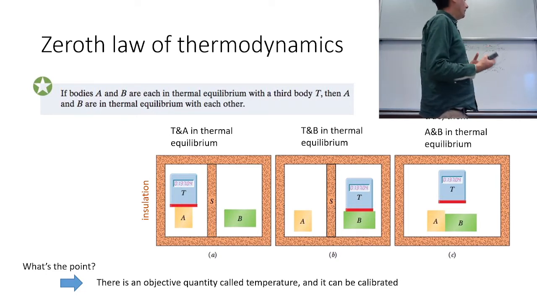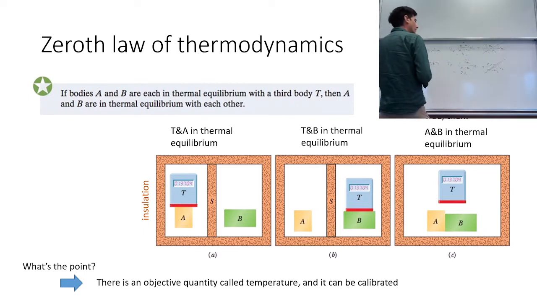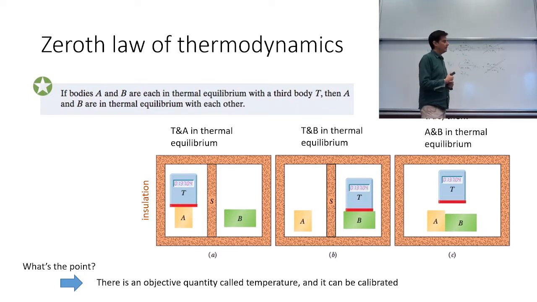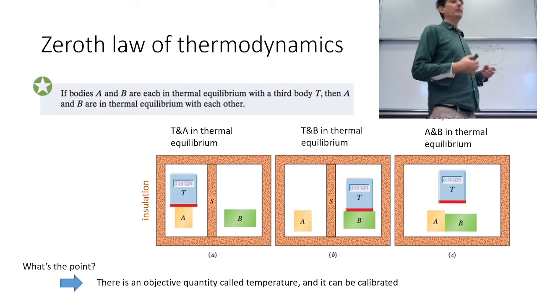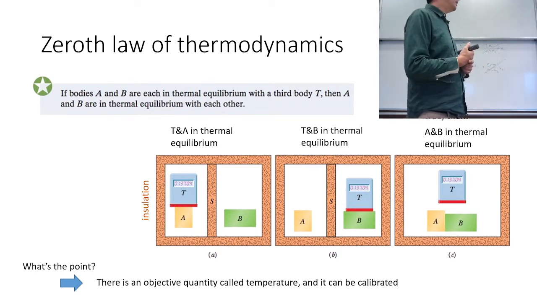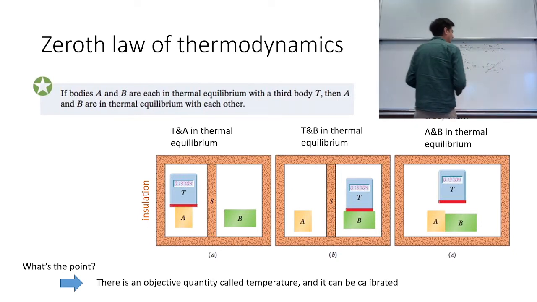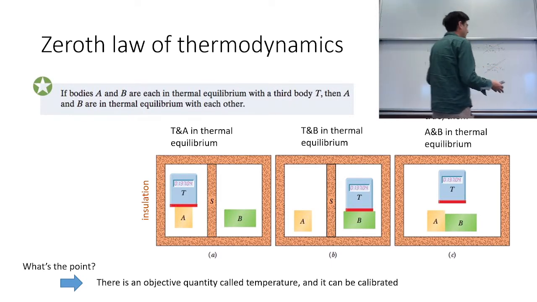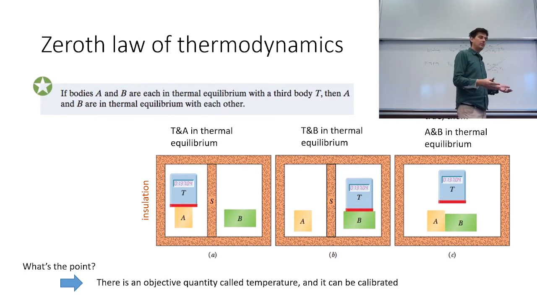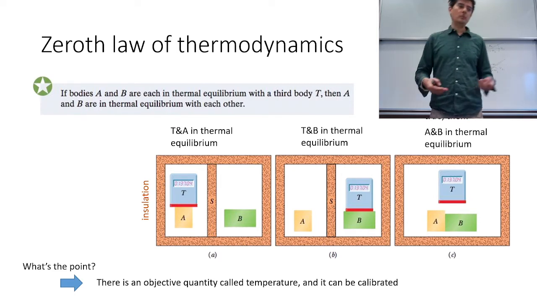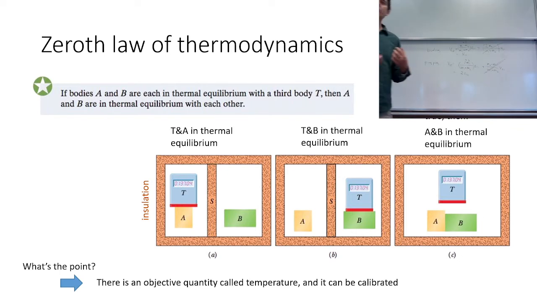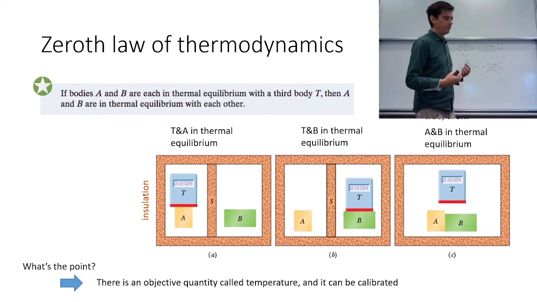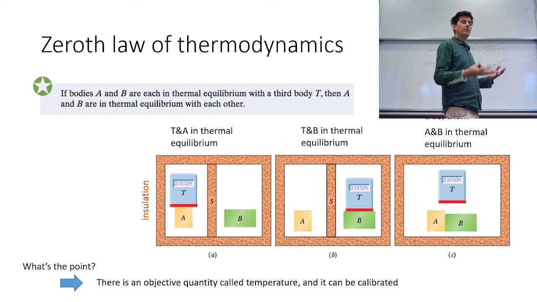But what's really the point of this? The point is that this means you can define something that's a measure of temperature, and it can be something that is calibrated. We sort of take for granted that there's something that's a temperature because, of course, our bodies feel heat, right? Or if it's cold. So we have an inbuilt sense of something being hot or cold.